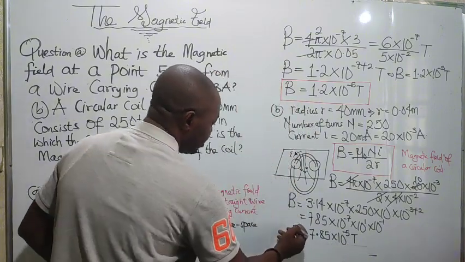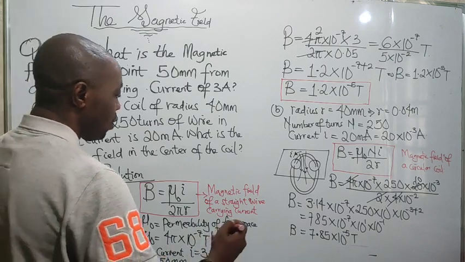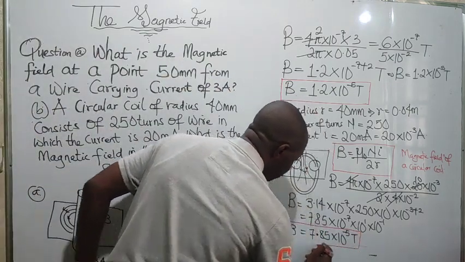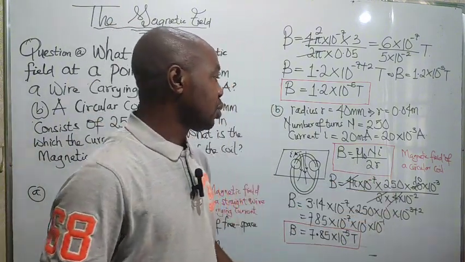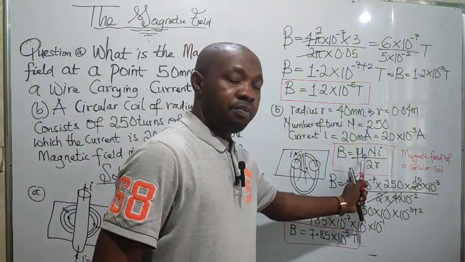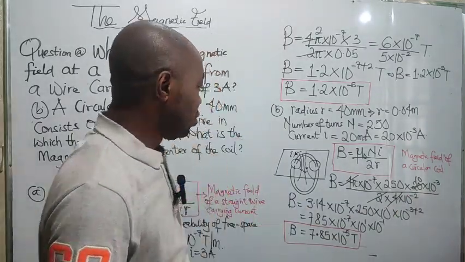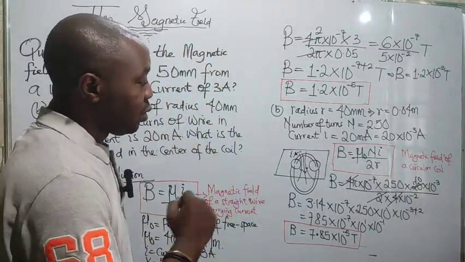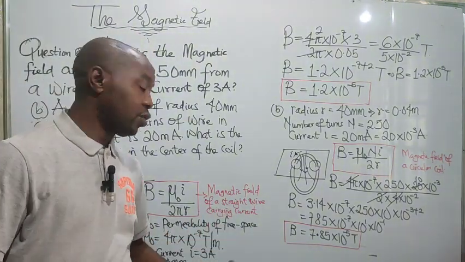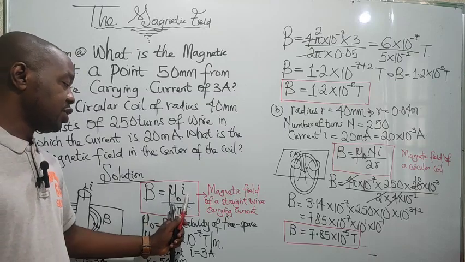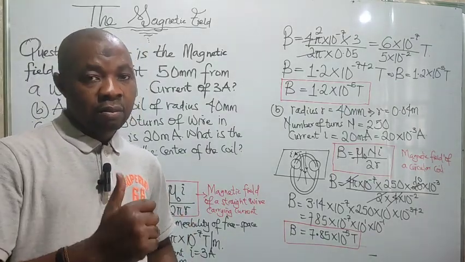This is the magnetic field in the center of the coil. So remember, the magnetic field of a circular coil is the permeability of free space multiplied by the number of turns and the current entering the coil, all divided by 2R. But for a straight wire carrying current, it is the permeability of free space multiplied by current, all divided by 2 pi R.